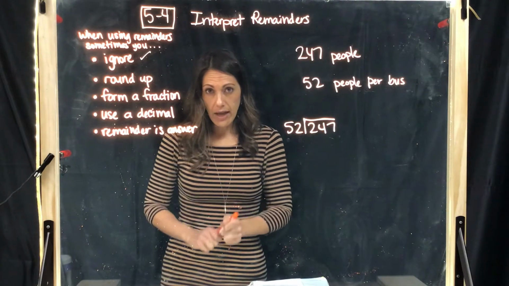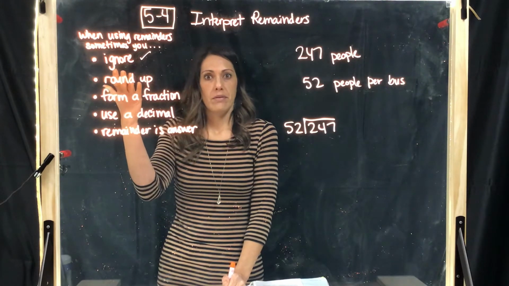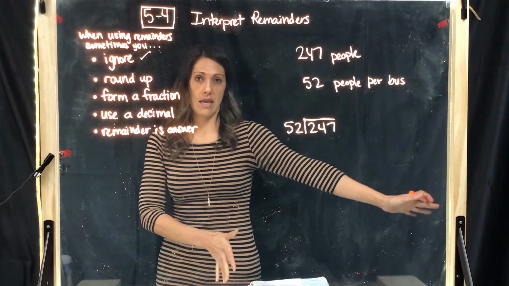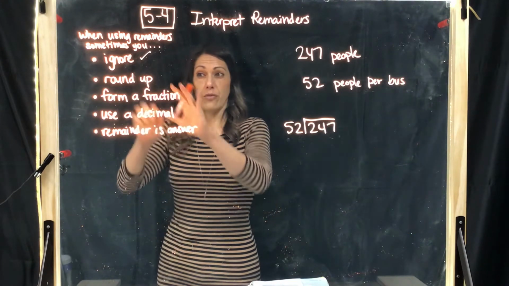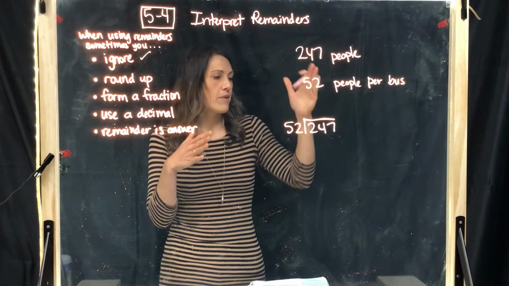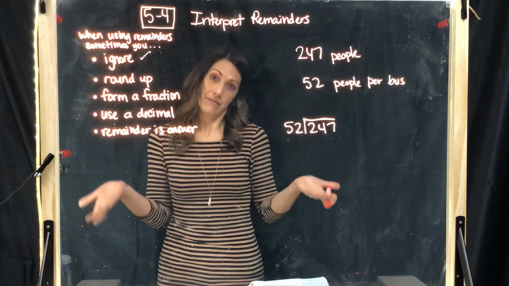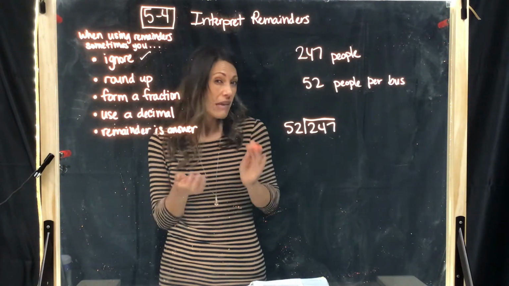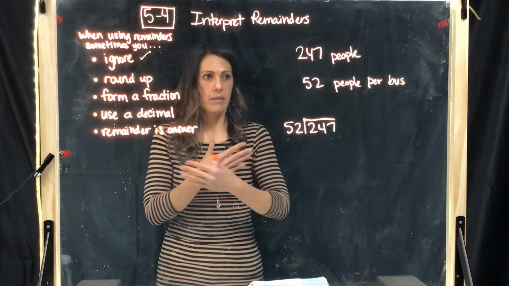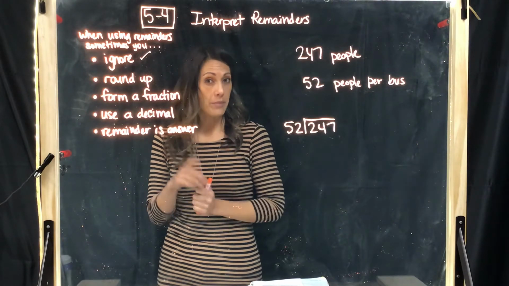As I say this out loud, whenever I have people, I would never ignore the people, okay? If I don't have enough buses, I don't just ignore the people and say they can't come, okay? I would have to round up in this situation because let's say I've got 52 people on every bus and then I've got 3 people left over. You don't just leave those 3 people, you have to get a bus for those 3 people. So even though there's only 3 left, you would have to get an extra bus to make sure you have enough buses for everyone, okay? So in this situation, I know I'm gonna round up.